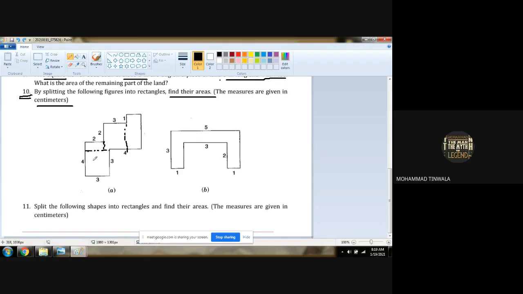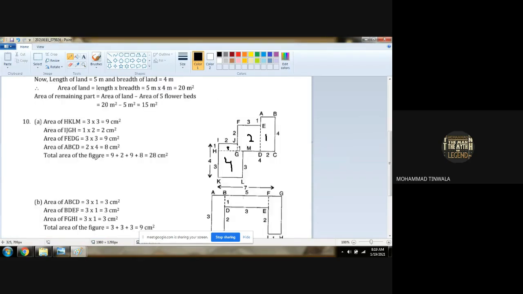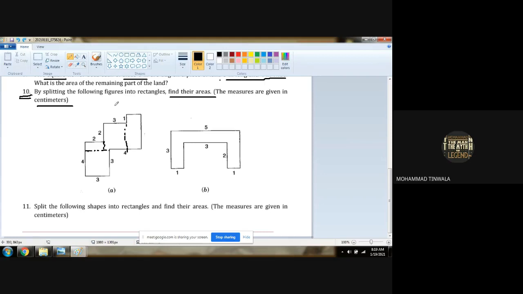Okay, now what do we have to do? We have to calculate according to the terms. They have given the names. We should give the names A, B, C, D, E, F, G, according to whatever we want to give.